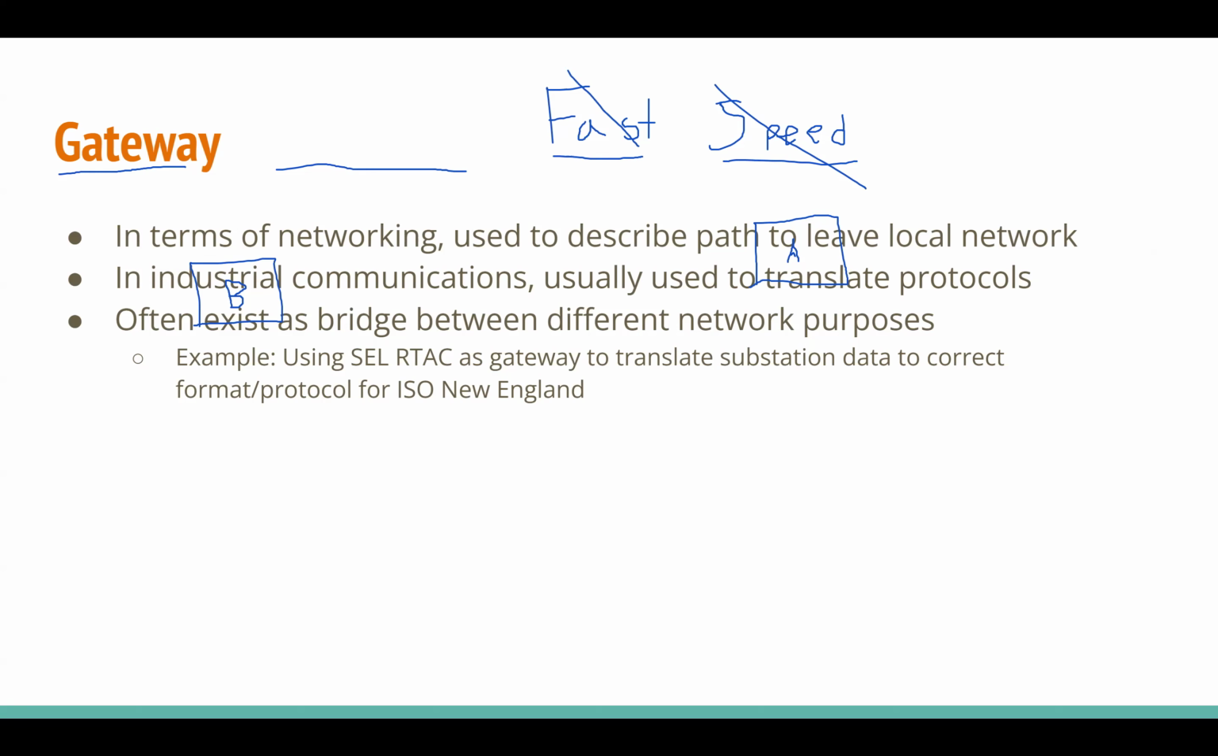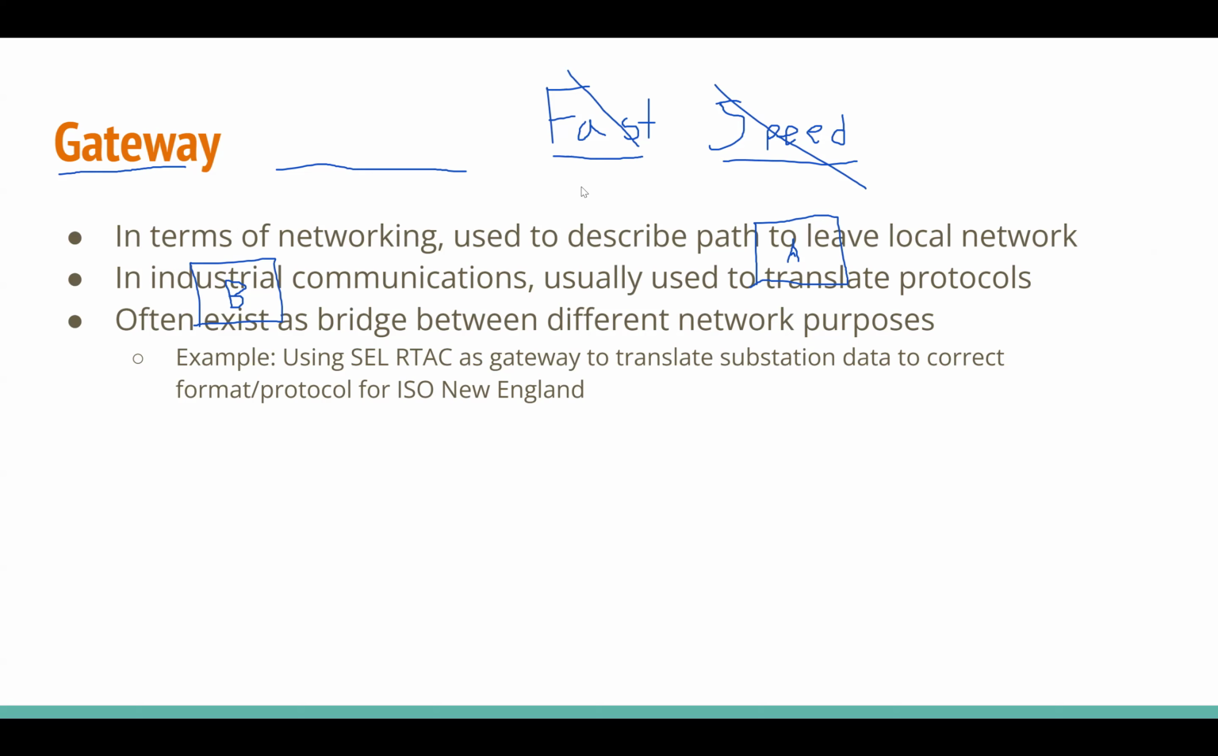But I just wanted to describe overall a gateway first. In terms of networking, if you're setting up your network configuration, a lot of times it'll ask you for your default gateway. What that means is how do you want to leave your network? Give me the address of the way to get out of here if I want to talk to things outside of my local network.